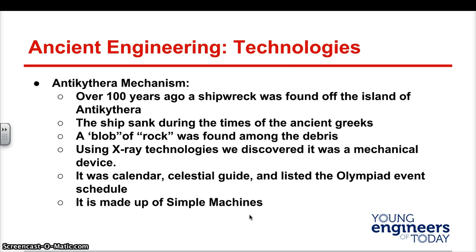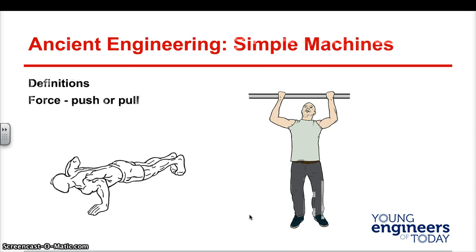All right, as I said, shipwreck over 100 years ago. It's named after the island. The ship sank during the times of the ancient Greeks. They discovered a blob of rock among the debris. Using X-ray technology, scientists discovered it was a mechanical device. It was a calendar, a celestial guide. It listed the Olympic events that were scheduled every 4 years, but it was made up of simple machines.